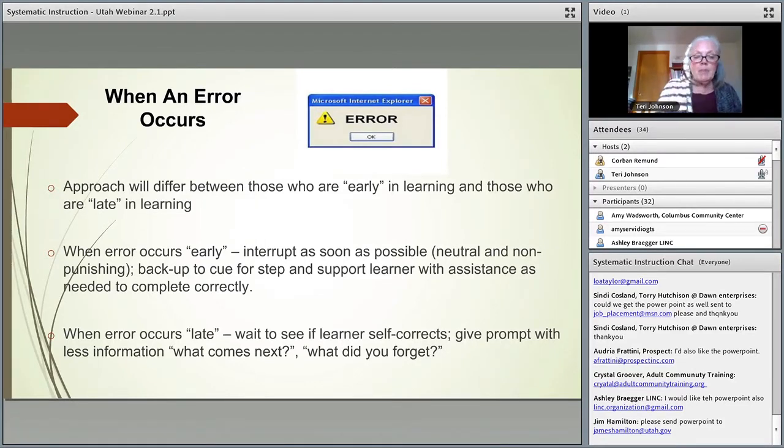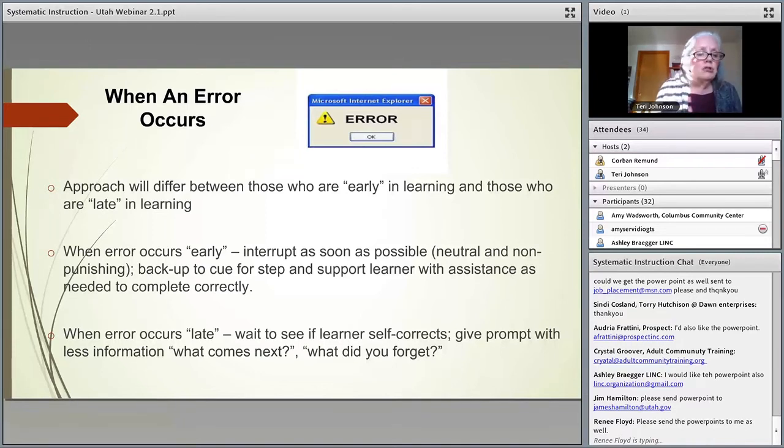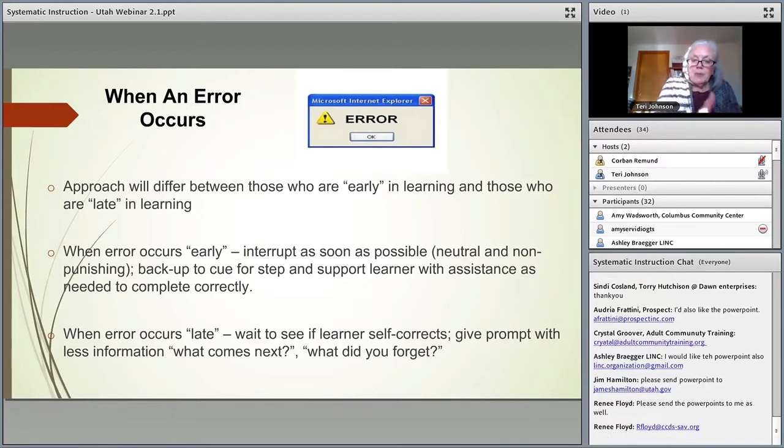So the way I respond when an error is made differs. When someone is early in learning, I typically interrupt as soon as possible. I prevent the error if I can, just step in and prevent it from happening. If the error's been made, I interrupt as soon as possible. It doesn't have to be punishing. It shouldn't be punishing. Just neutral, non-punishment: wait, back, whoa. And then give them the information they need to do it correctly, and then support them to get through that step or series of steps correctly.